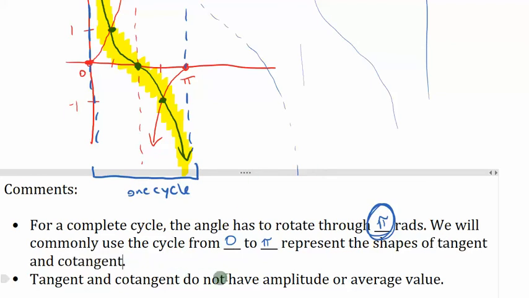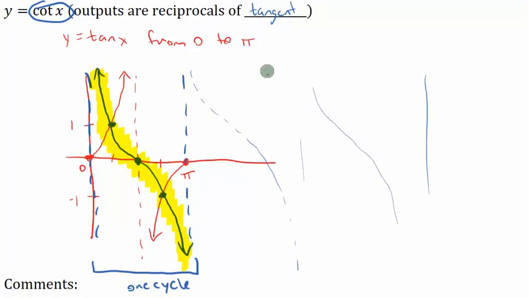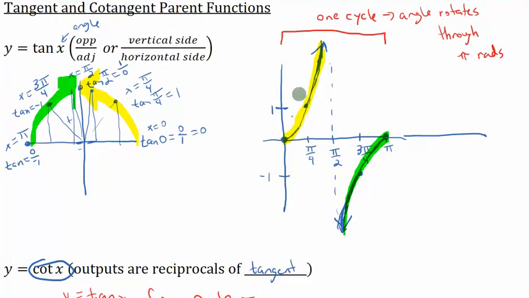And also tangent and cotangent do not have an amplitude or an average value. You could say the average value is 0 if you want, but typically that's not something you look at for tangent because it's not an oscillating function like sine and cosine. All right, so here's our y equals cotangent of x graph, and here is our y equals tangent of x graph, one cycle of each.